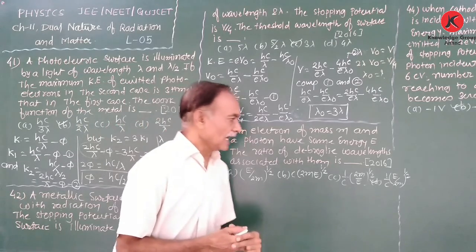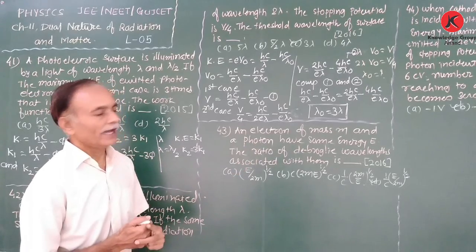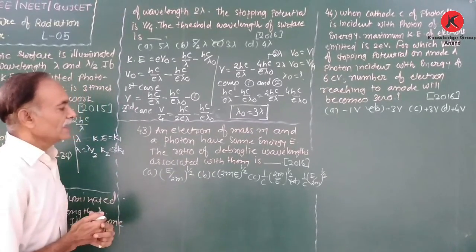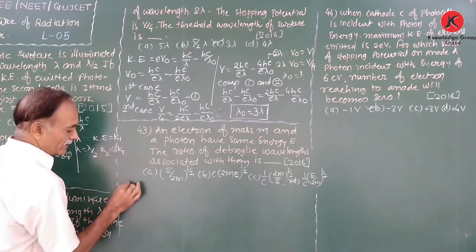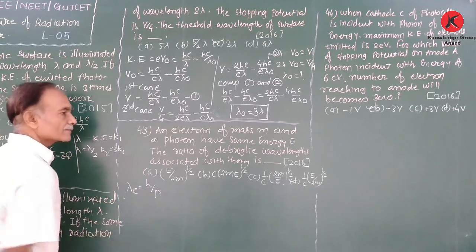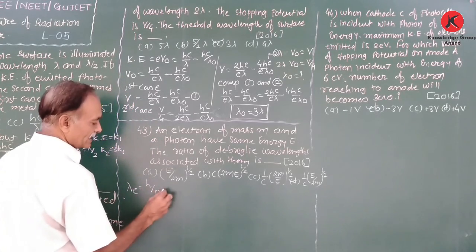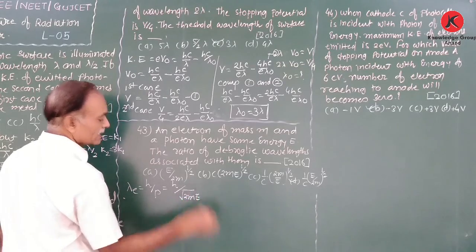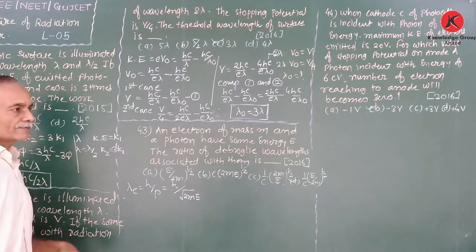Now, next, asked in 2016, an electron of mass m and a photon have the same energy. The ratio of de Broglie wavelength associated with them is. Now we know that the de Broglie wavelength of an electron, lambda E is equal to h upon root 2mE. Here the energy of photon and electron are given, that means there is the E. Therefore, h upon under root of 2mE. So that is the wavelength of the electron.